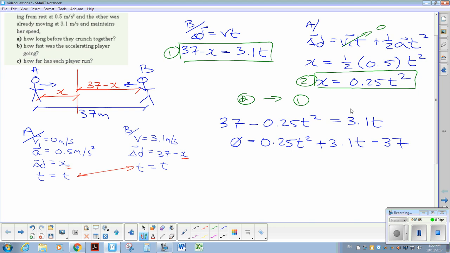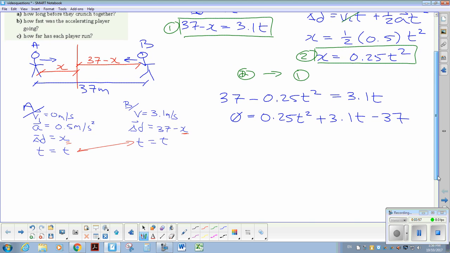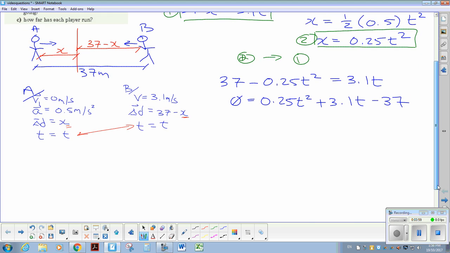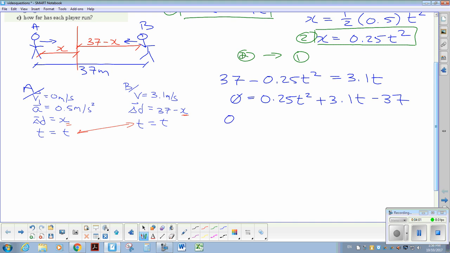So now you have a quadratic equation. You're going back to grade 10 here. You need to use the quadratic formula to solve. I'm going to pull out a 0.25 so I don't have decimals in my answer. So t squared plus, it's like multiplying that by 4, so 12.4 t minus 37 times 4, which is 148. You don't really need to do this. You can go right into the formula.